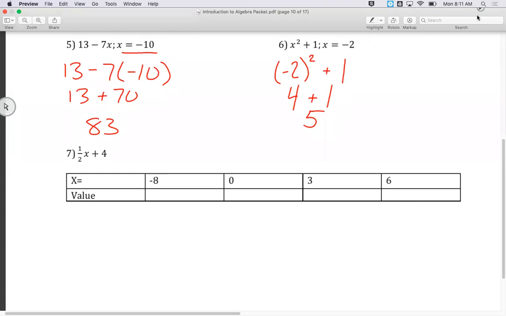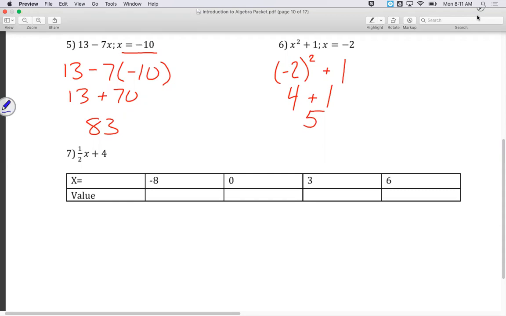Number 7. Why did I say stop here and let's do this one together? Because this is what your things are going to look like moving forward. You're going to have a table of values, and I want to know what it equals when I give you a certain value for x. So what do we do here?